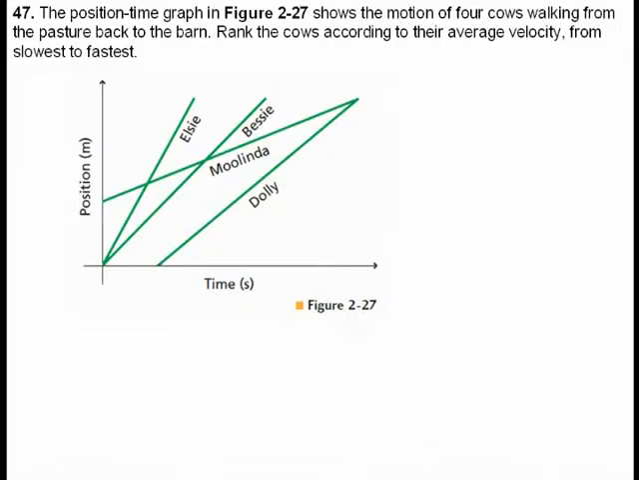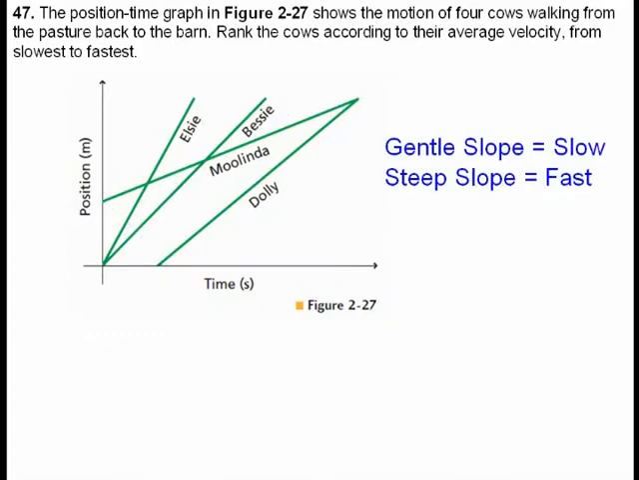All right, looking at a graph here, this is a position time graph. The slope of each one of these lines will tell me the velocity of the cows. So they want us to put them in order from slowest to fastest. So the slowest is going to be the flattest slope, and the fastest will be the steepest. So the flattest one looks like Moolinda, then the next one would be Dolly, then the next one would be Bessie, and Elsie is going the fastest.